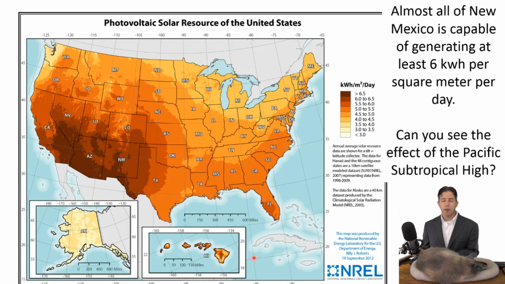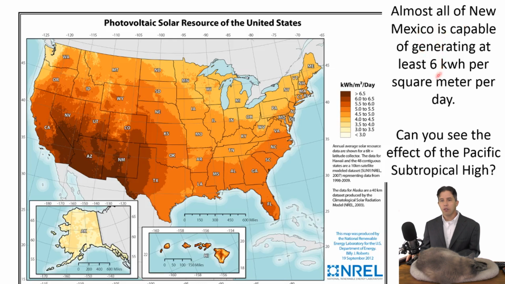So if we look at a map, this one says photovoltaic solar resources of the United States. Where would you go to generate the most solar electricity? And probably not surprising, but New Mexico and Arizona and Southern California have the most hours of sunlight per year. Now you can actually see the pattern here. That is the effect of the Pacific subtropical high again, right? So remember, we've got that sinking air from the Hadley cell, keeps it very dry in this part of the country. Therefore, we have many hours of available sunlight.